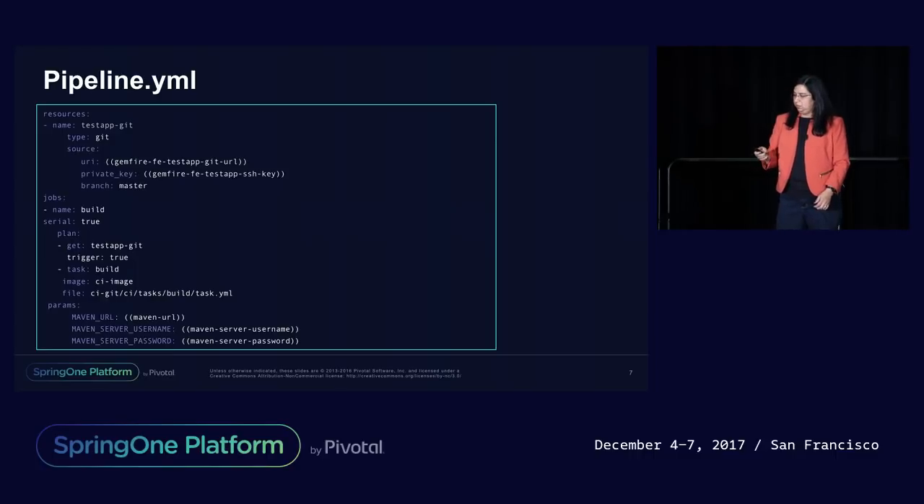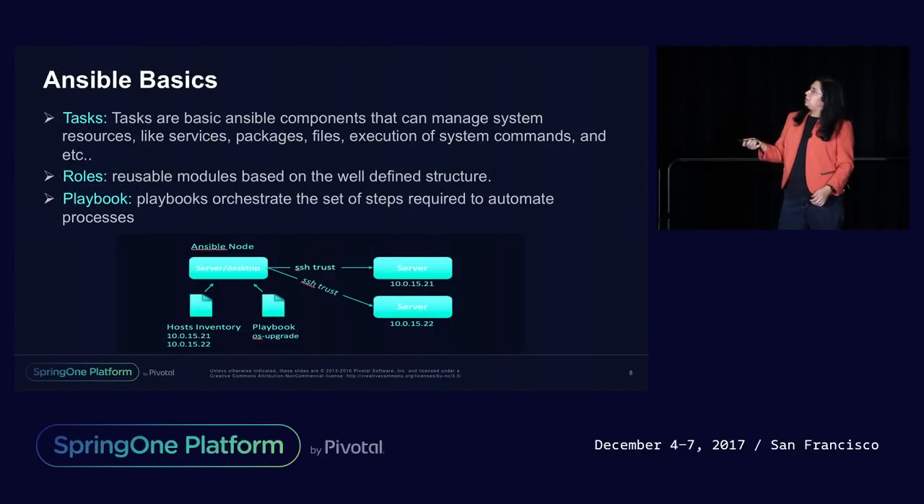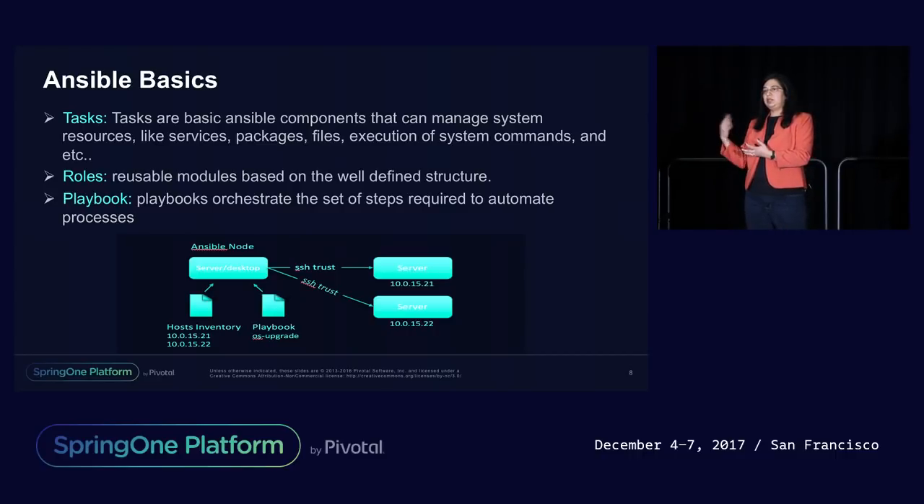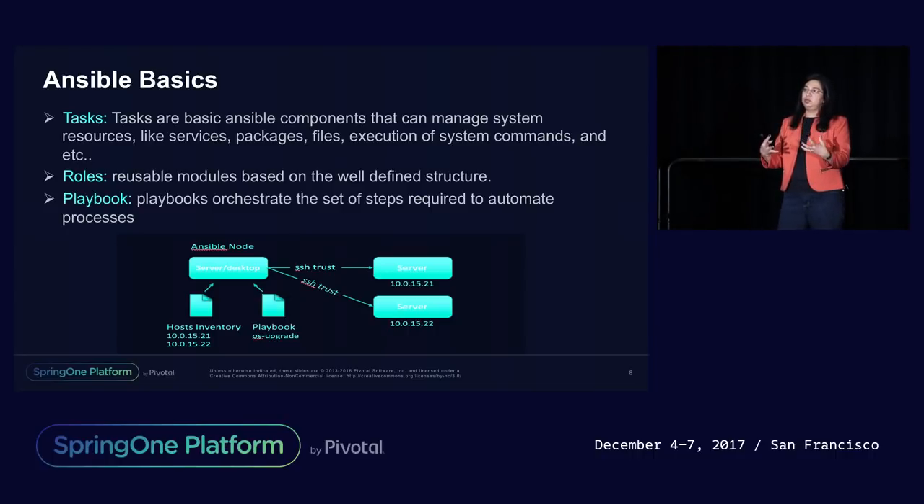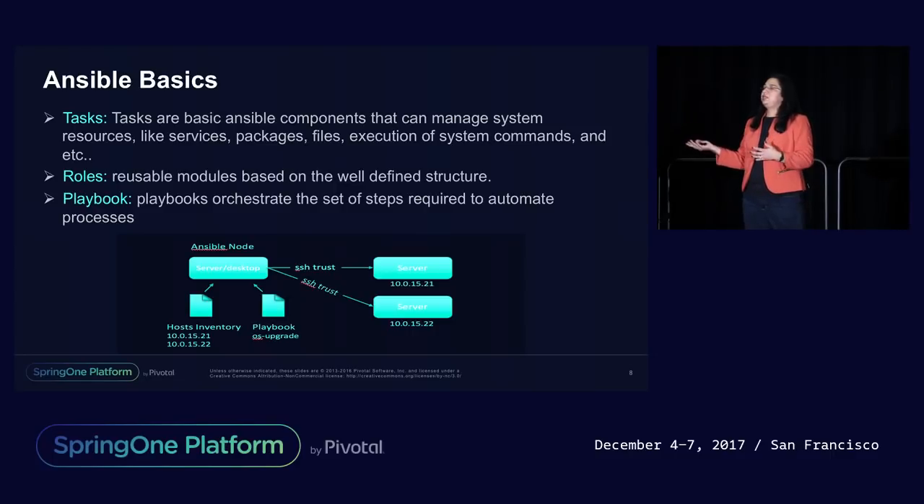A little more about Ansible. Just like Concourse has tasks, Ansible also has tasks. They are the basic components that you would use to do your deployments and things like that. For example, if I want to do an OS update, you would run a yum command. That would be an Ansible component. Roles are something where you can take multiple components together to form a common task. It helps you build reusable modules that you can use across different pipelines or playbooks. And just like Concourse has pipelines, in Ansible they call them playbooks.